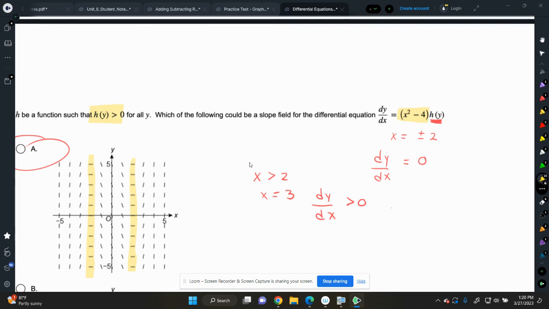Yes. dy/dx represents the slope. The slope field graphs are graphs of the slopes, graphs of the slope of the tangent lines. So it's the dy/dx. That's what all these little slashes represent. They're the actual slopes. Okay?